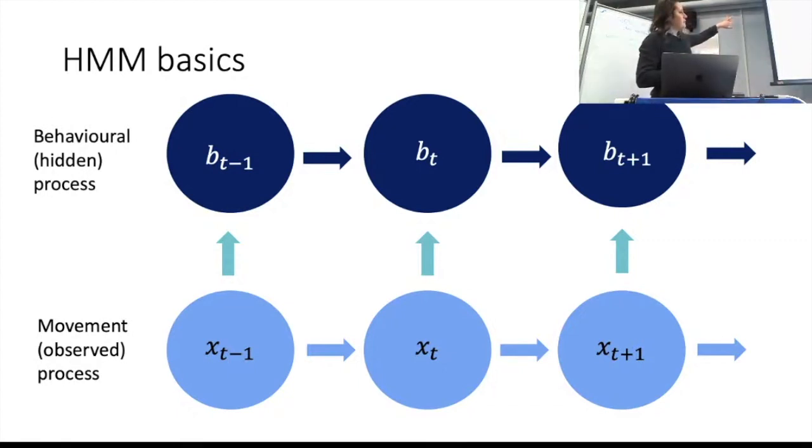This behavioral process is assumed to be Markov in time, which means that the next behavioral state is only dependent on the previous behavioral state, and that's where the Markov comes from in HMM. You can also have Markov movement processes, and actually I think Henrik's code underlying it actually has a Markov movement process, but that is not indicative of the name. The hidden Markov part comes from the behavioral process.